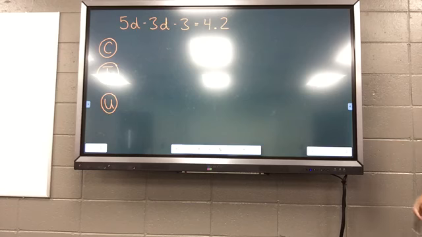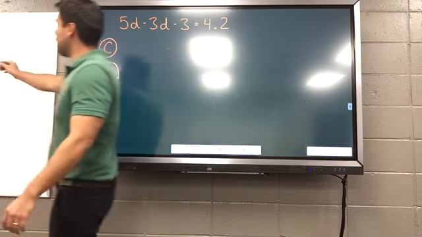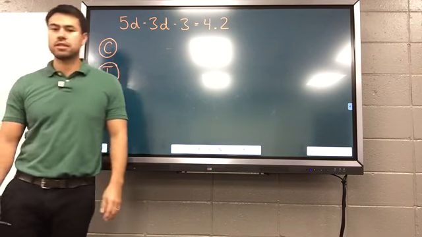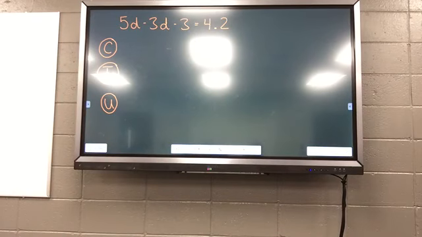Okay. Let's get this one right here. I'll write this equation down, please. And here's where I'm going to use all 4 of these steps. All 4 of these steps. Okay. I got 5d minus 3d minus 3 equals 4.2. Thank you for that, Mr. A. Okay. This is one of the problems you're going to get.